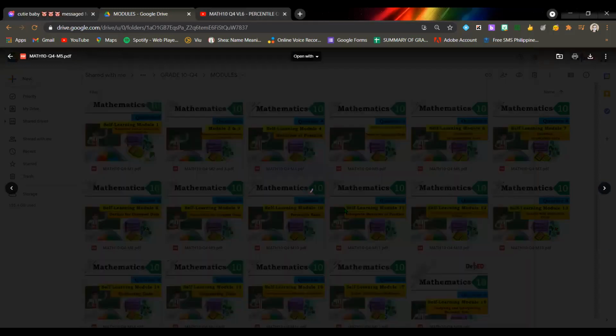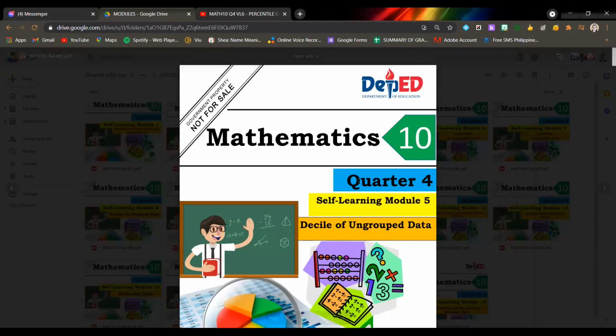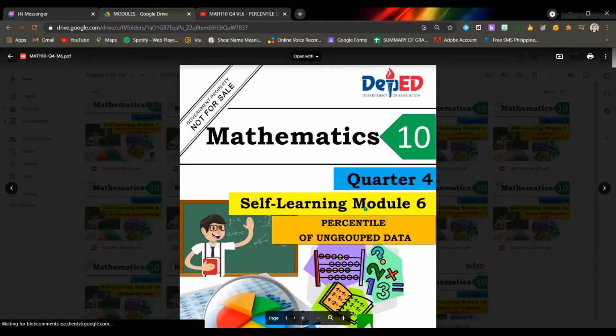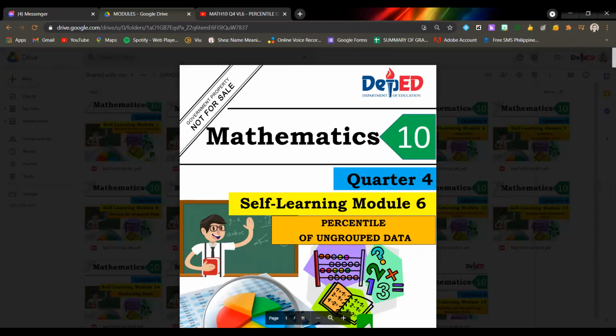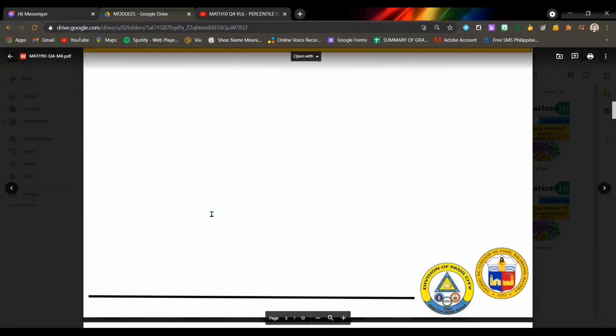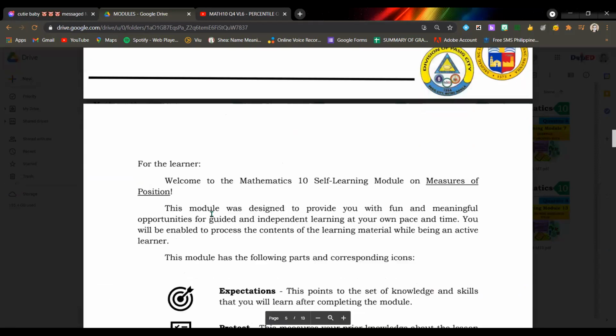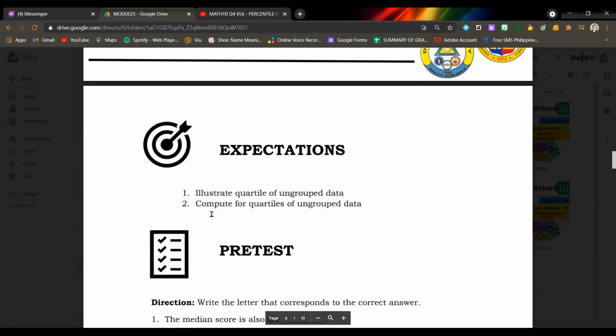Sa module number 5, ganun din, measures of position, pero iba na siya. Okay, decile na. Pakita ko sa inyo muna bago tayo mag-proceed. So sa module number 6 naman, ungroup data pa rin, pero we have percentile. Okay, ano ba yung percentile? Ano ba yung decile? At ano ba yung sa module number 4? Yung sa module number 4 po, we call that the quartile.